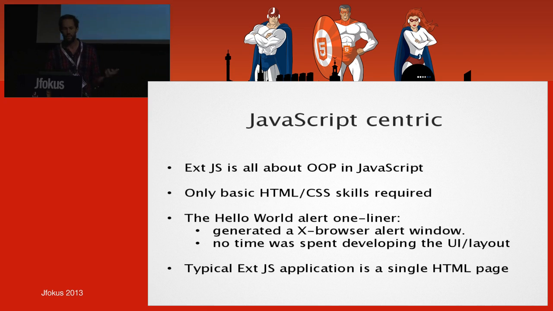So if we review what I just did, Ext is very much about object-oriented JavaScript. You have all these namespaces and classes that you can interact with out of the box. To get started, you only really need basic HTML, CSS, and JavaScript knowledge. What I just did generated a one-liner with a cross-browser alert window, which wasn't just a single element, and it's not a blocking alert. It's just trying to fool you to think it's a blocking alert.